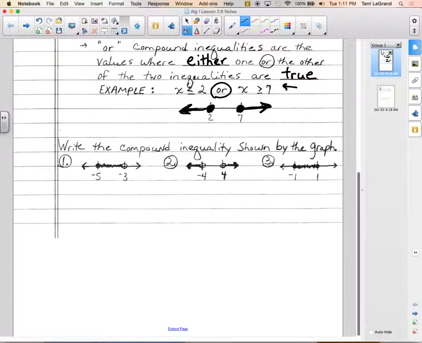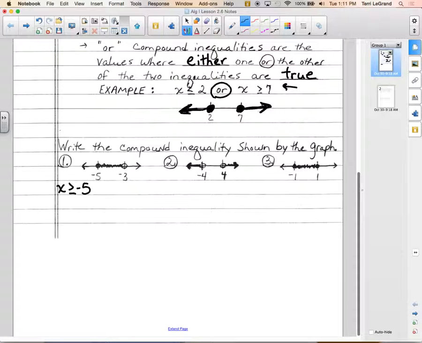Okay, let's look at the first thing we're going to try here then. Write the compound inequality shown by the graph. So what is this one showing? Let's write the simple inequalities first and then decide if we should use the words and or or, okay? So when we have -5 and it's shaded in and it's shaded to the right, what simple inequality would that one be? Ian? X is greater than or equal to -5. Okay, so everything shaded to the right would be included there, correct?